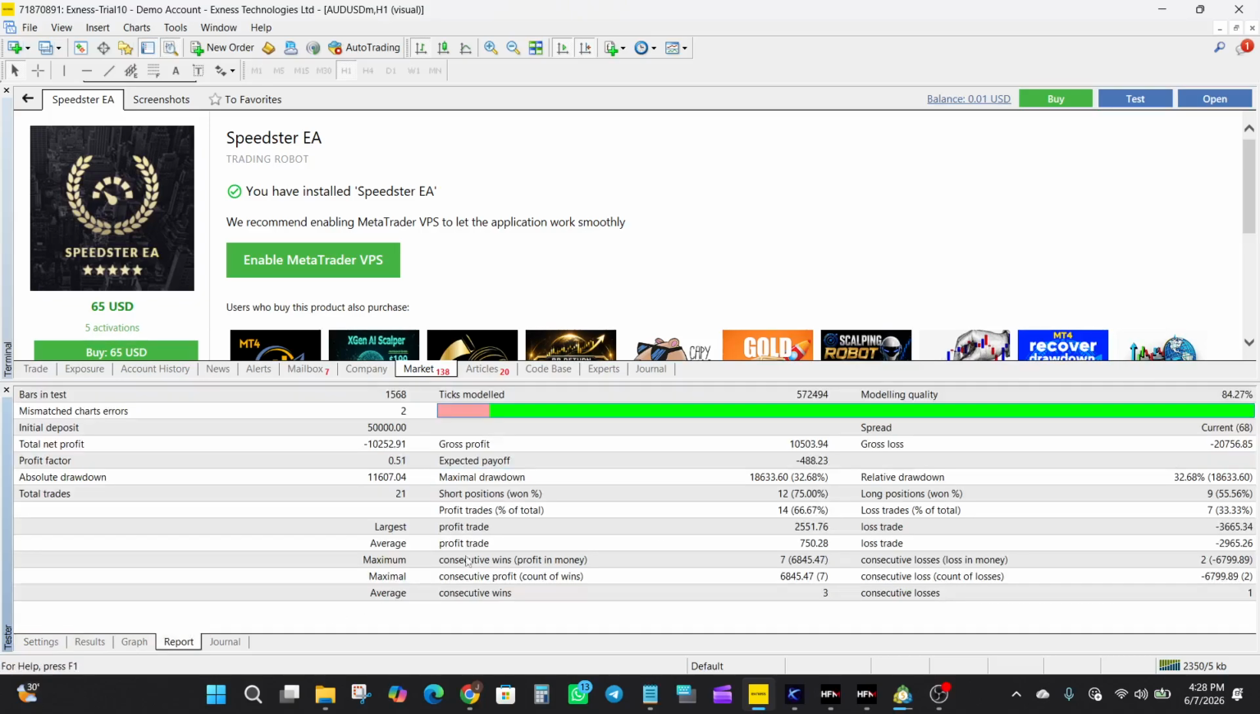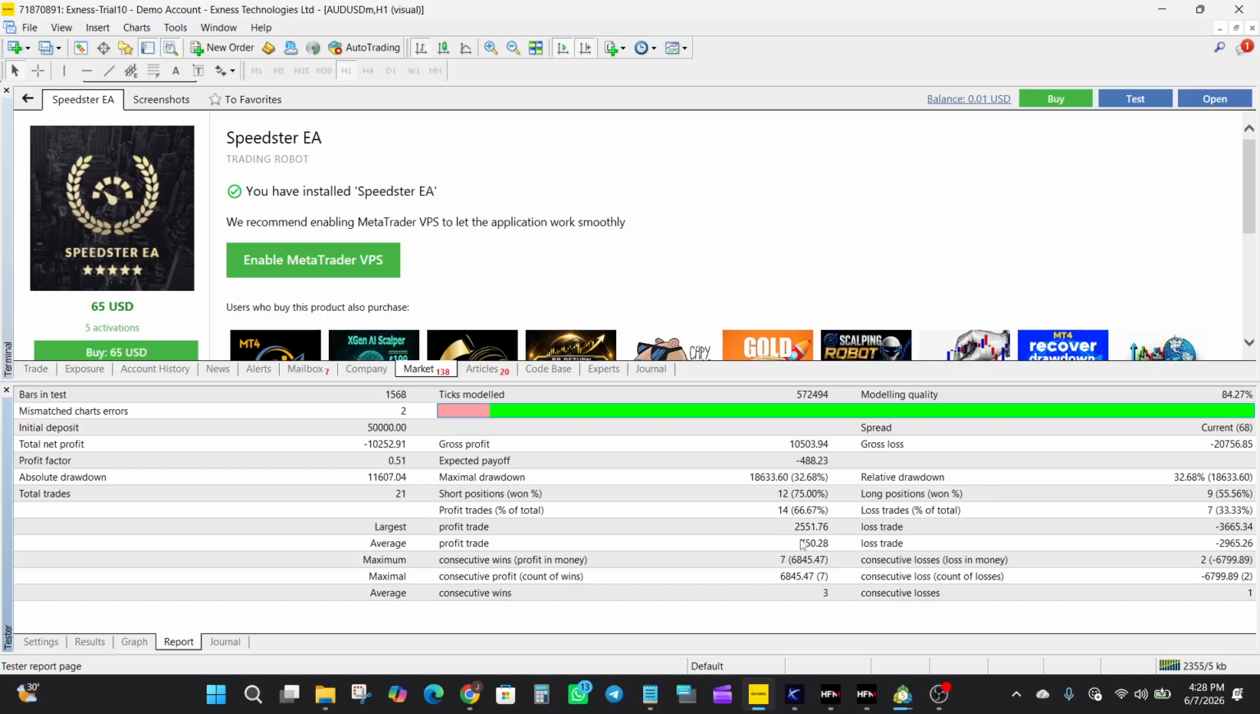Now let's just quickly go to the results, and we can see that from an initial deposit of $50,000, the total net profit was negative actually, and negative over 20%, right? Because this is negative 10,252.91 from an initial deposit of $50,000, and total trades taken were 21. 12 short positions with 75% win rate, 9 long positions with 55.56% win rate.